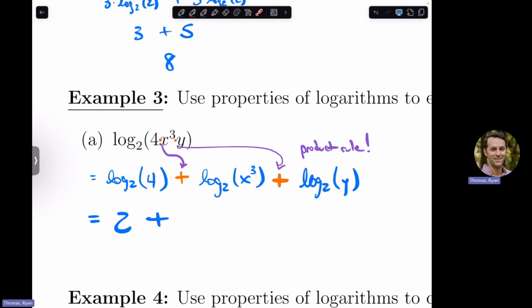Or is it already kind of in the lowest terms we can go? It's got a power inside it, right? And what log properties let us do is break up multiplication and division and powers. Those are the things we can simplify. This has a power, so we can take that and bring it down front. And so what's that term going to look like? 3 times the log of x, log base 2.